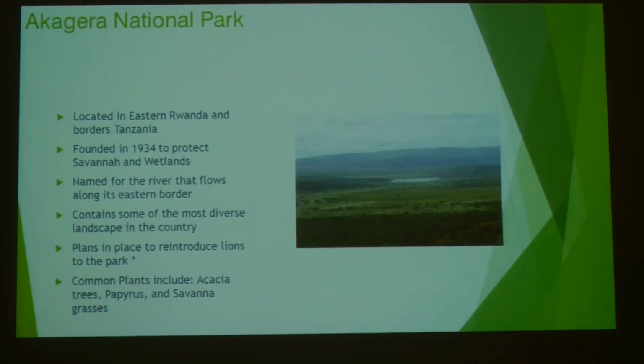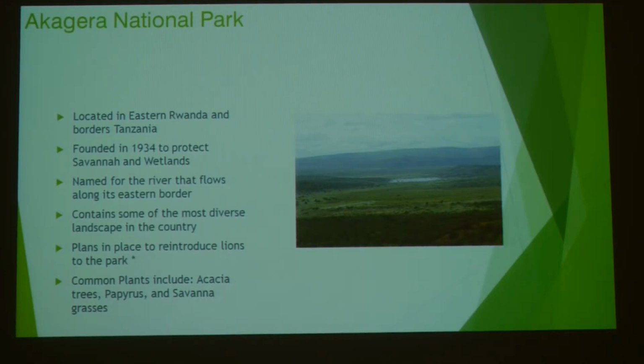And then next is Akagera National Park. It's a savanna, wetland sort of area. It's located in eastern Rwanda and borders Tanzania. It's one of the older parks in the country, dating back to 1934. It contains some of the most diverse landscape. It goes from very flat to very hilly.